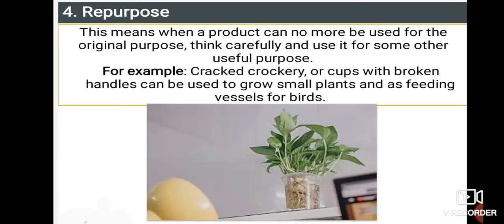The fourth one is repurpose. This means when a product can no more be used for the original purpose, think carefully and use it for some other useful purpose. For example, a cracked crockery or cups with broken handles can be used to grow small plants and as feeding vessels for birds. It is also very helpful. If we want to grow small plants, it will be very helpful if you take cups or cracked crockery.